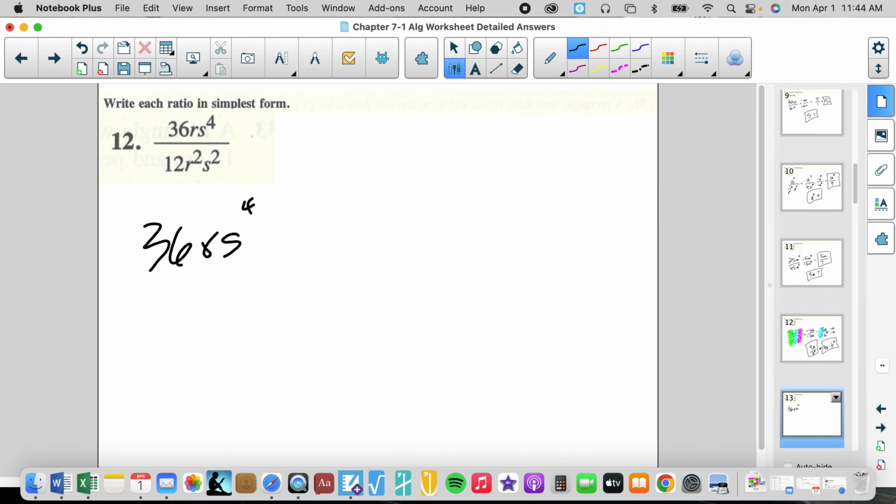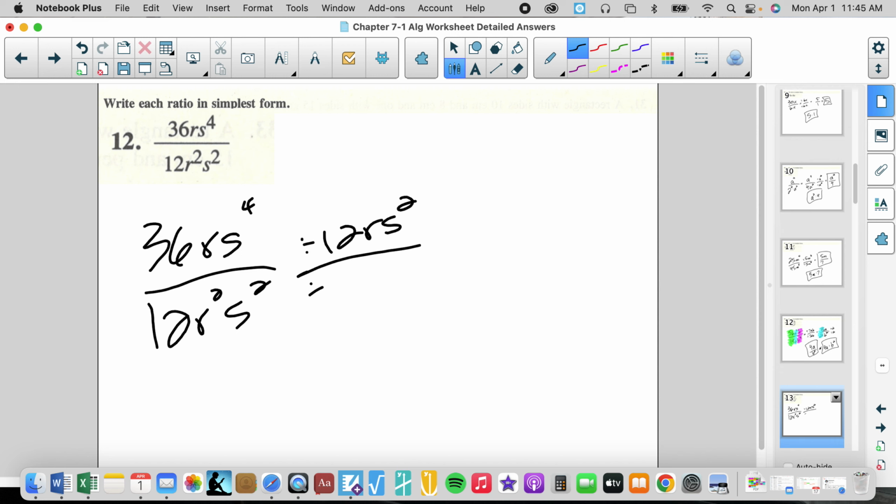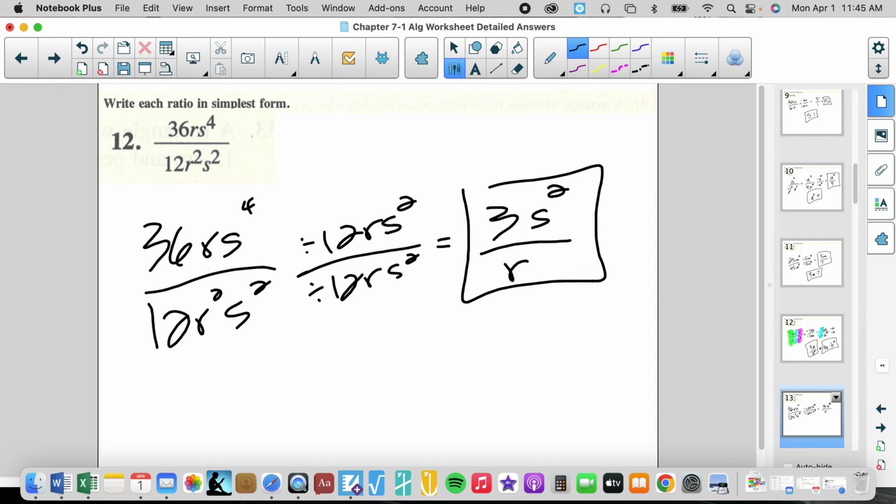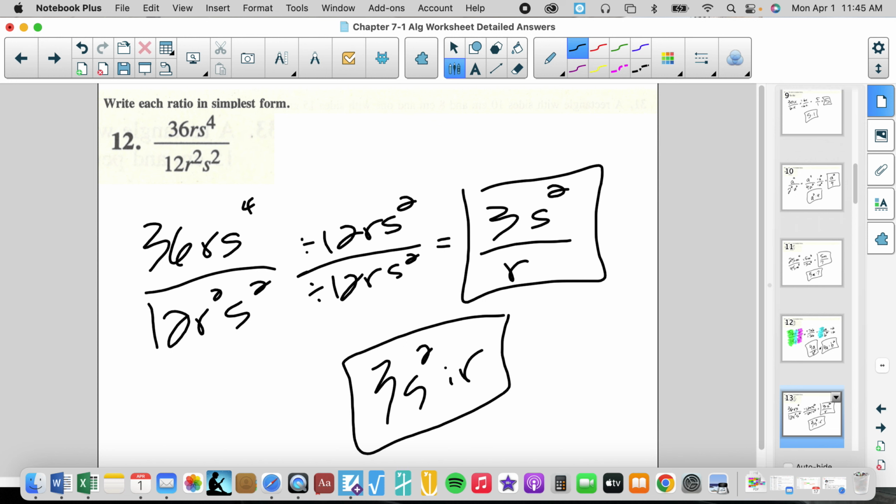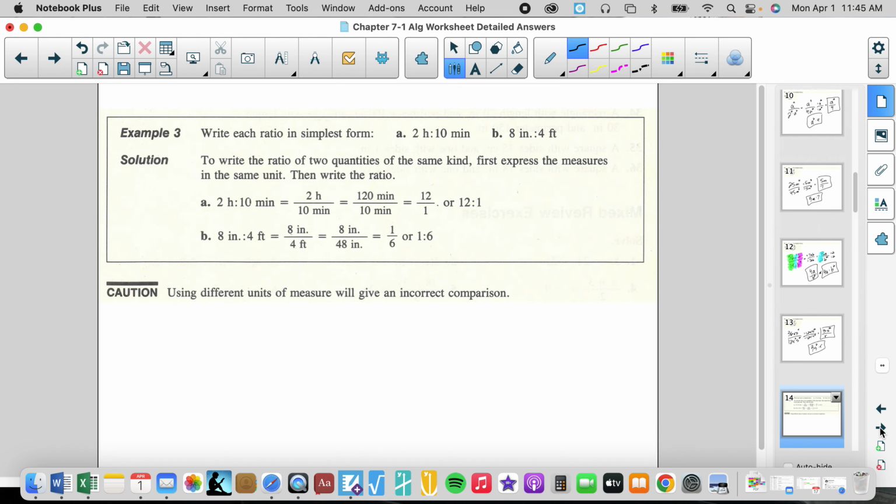36rs to the 4th, 12r squared s squared. Let's reduce it by 12r s squared. That gives us 3s squared over r, or 3s squared colon r. Those are good ones. All right, write each ratio in the simplest form.